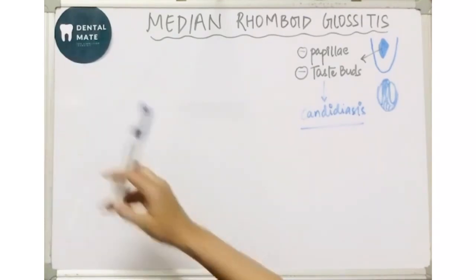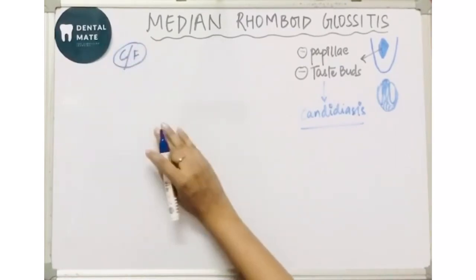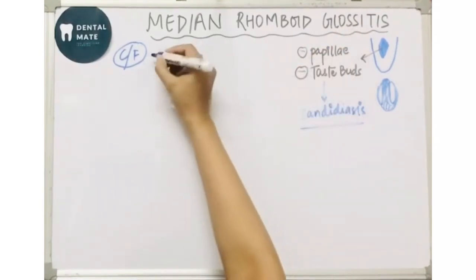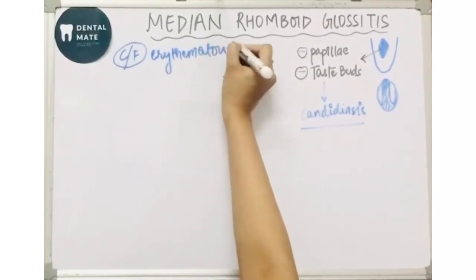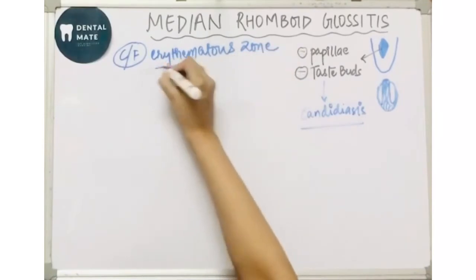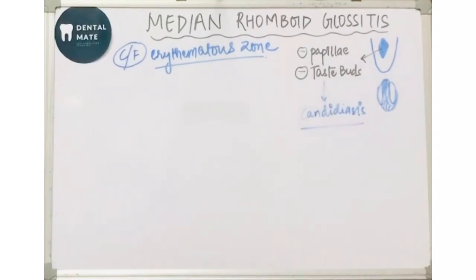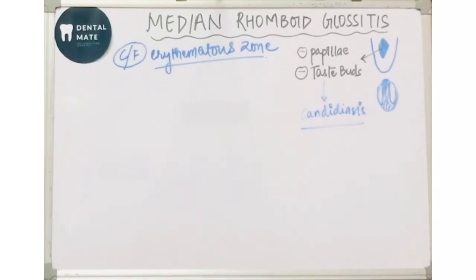Next, if we talk about the clinical features of median rhomboid glossitis, there is a well demarcated erythematous zone. See, it is inflammation, so here an erythematous zone will be seen, and also remember that this area does not have any papillae or taste buds, so it will look like a denuded area. So, this is a well demarcated erythematous zone affecting the midline, the posterior dorsal tongue, which is just anterior to the V-shaped grouping of the circumvallate papillae.